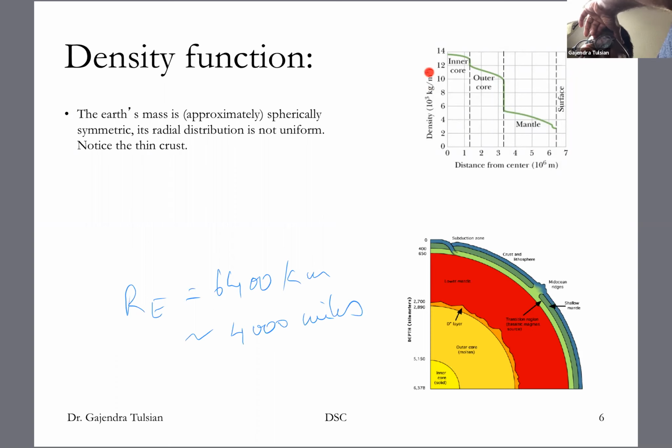Kilogram per meter cubed or gram per centimeter cubed are the same. So about 2.5 gram per centimeter cubed at the surface. Once you get into the mantle, at the bottom of the mantle, it's about 5 gram per centimeter cubed. The outer core has a density of roughly 11 gram per centimeter cubed, and the inner core about 14 grams per centimeter cubed. So this is the density profile as you go deep into the Earth.